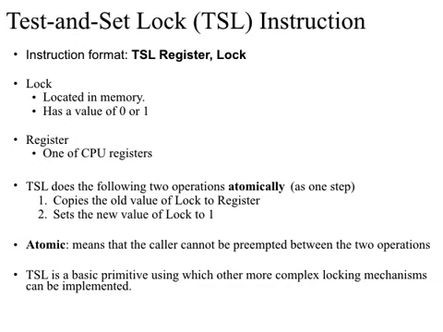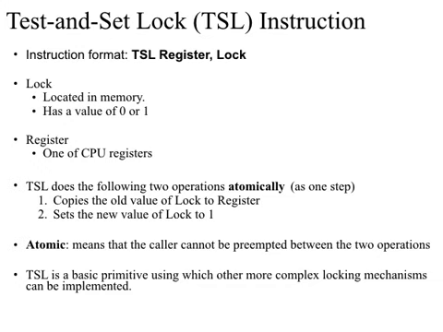The instruction would take two arguments, register and lock. Register is a CPU register and lock is a location in the main memory. If lock has a value of 0, then the shared resource is taken. If lock has a value of 1, then the shared resource is free.